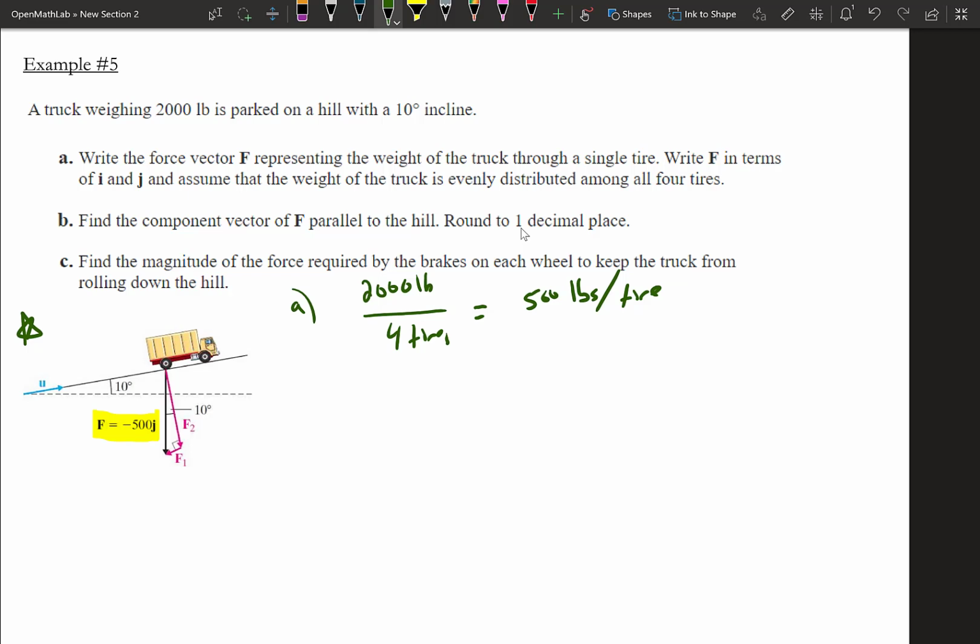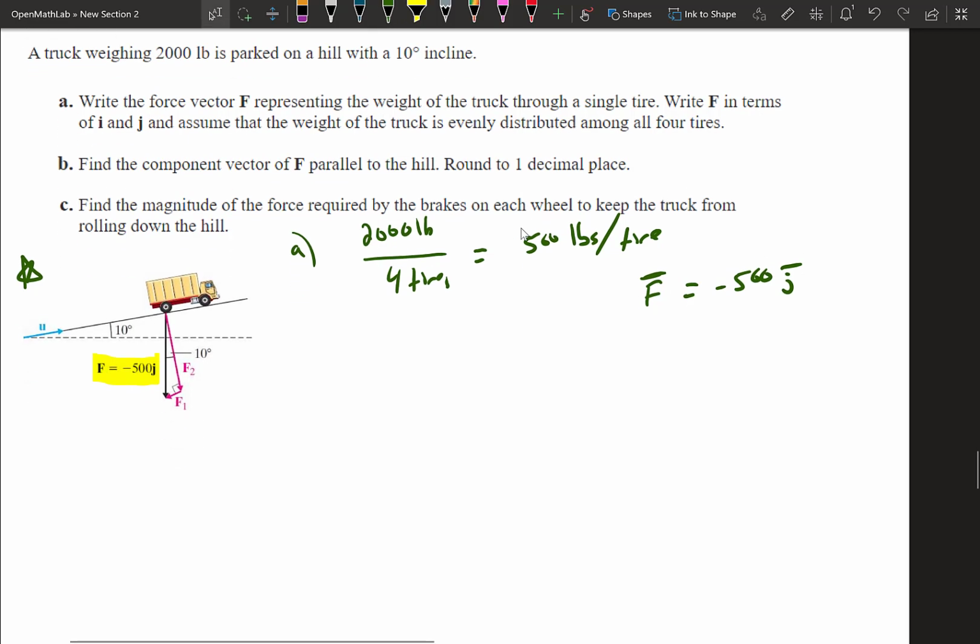So vector f is going straight down, so that's just going to have a j component. And since it's going downward, it's negative. So it'd be negative 500 times vector j. Right, so that's where that comes from.